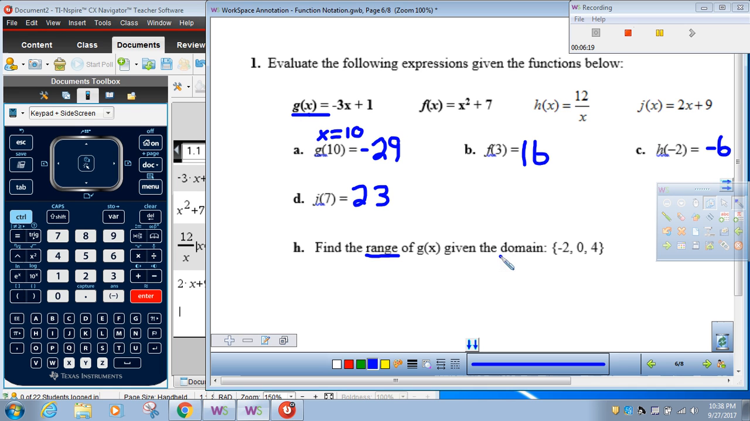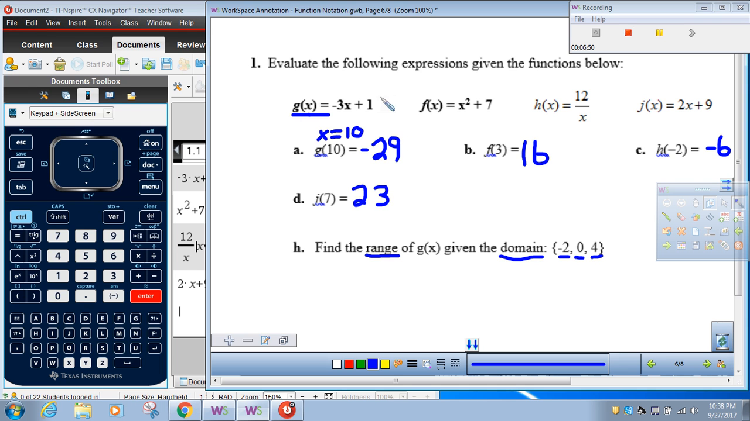Given the domain, and they're giving me 3 numbers for domain. So what do these 3 numbers mean? Well, in the same way that a while ago this meant x equals, we know domain means x. So this is x equals negative 2, x equals 0, and x equals 4. So we're going to have to do this 3 times. But if you know this calculator, this isn't going to be all that bad.